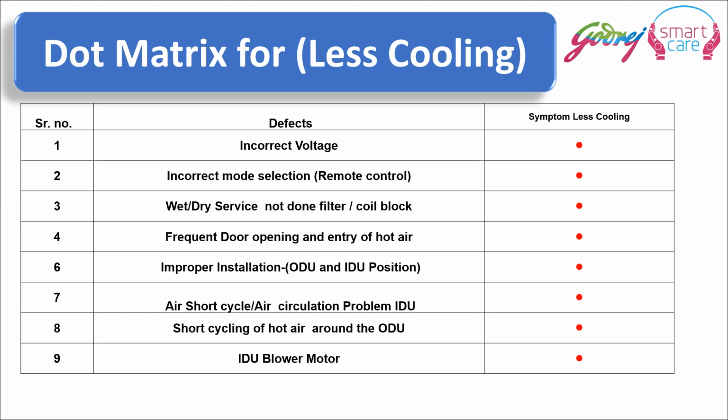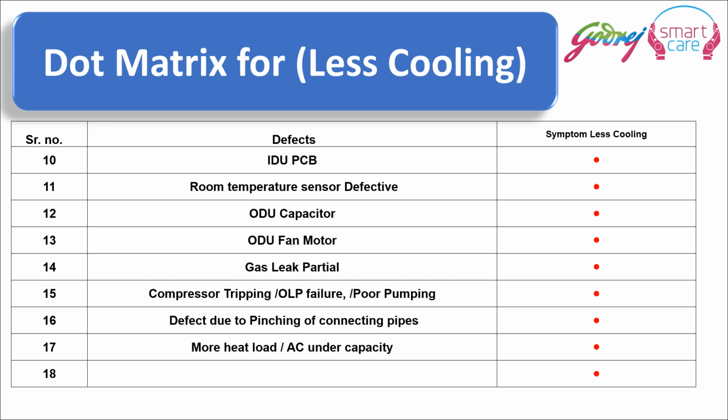Dot matrix for the defects: incorrect voltage, incorrect mode selection in case of remote control, wet and dry service not done, filters and coil block, frequent door opening and entry of hot air, improper installation, outdoor unit and indoor unit position, air short cycle or air circulation problem, IDU short cycling of hot air around the ODU, IDU blower motor problem, IDU PCB, room temperature sensor defective, outdoor unit capacitor issue, outdoor unit fan motor issue, gas leak partially, compressor tripping or OLP failure, poor pumping, defect due to pinching of connecting pipes, or more heat load and AC is under capacity.